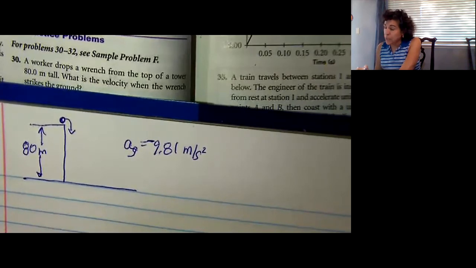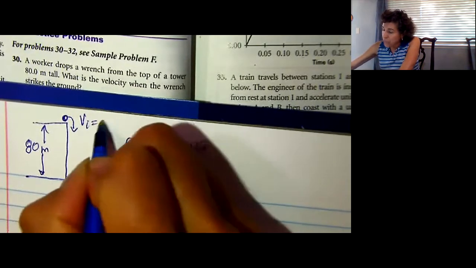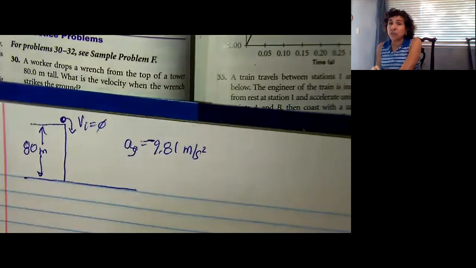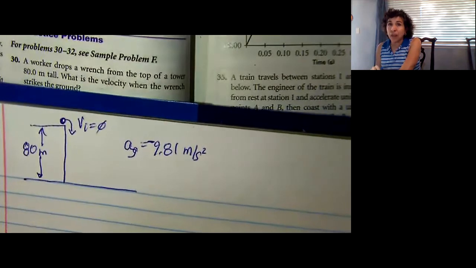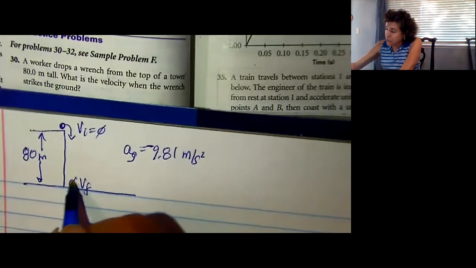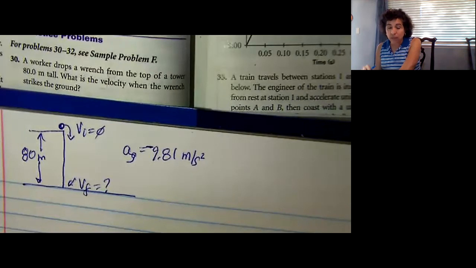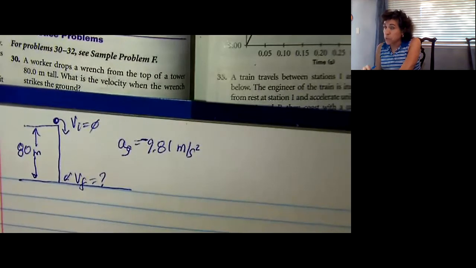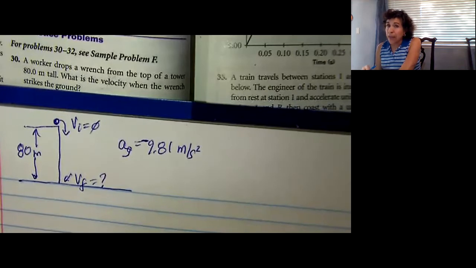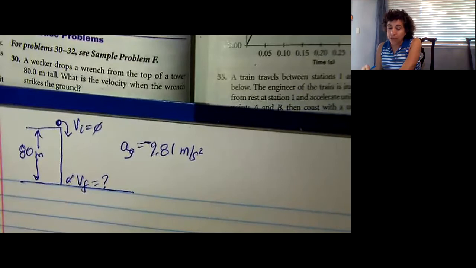If he dropped it, it's probably a good assumption that there's no initial velocity, so we say that the initial velocity is 0. The question is, what is V final when it slams into the ground? Here's your opportunity to use all those kinematic equations, except before we were in the x direction, and now we're in the y direction.